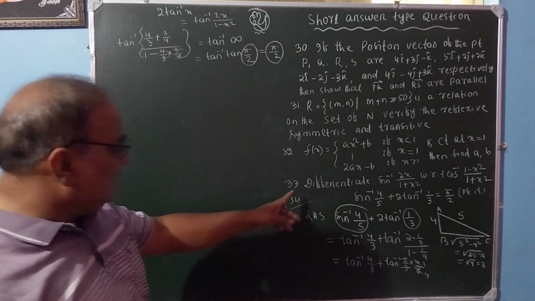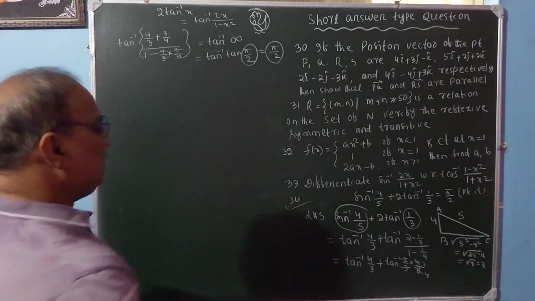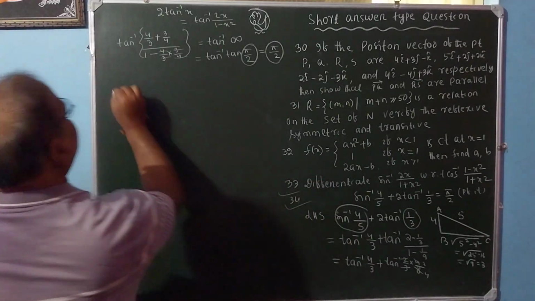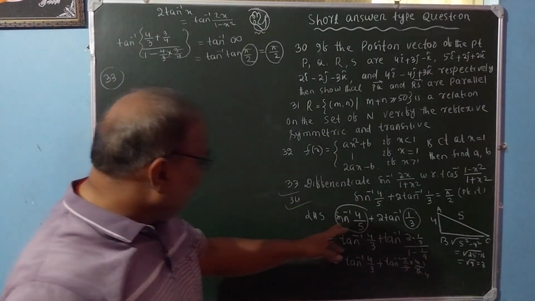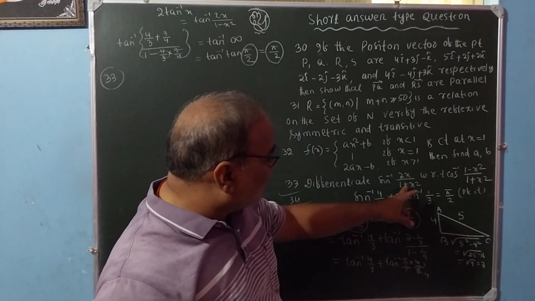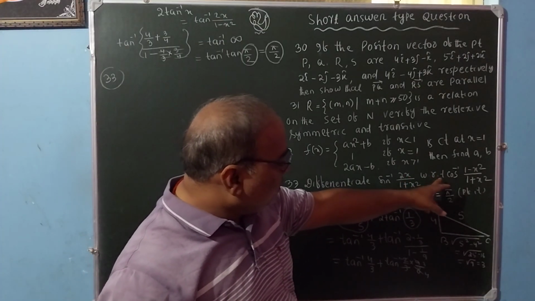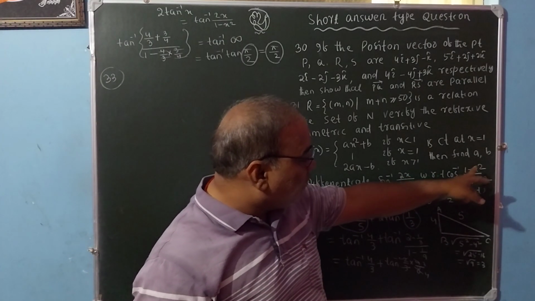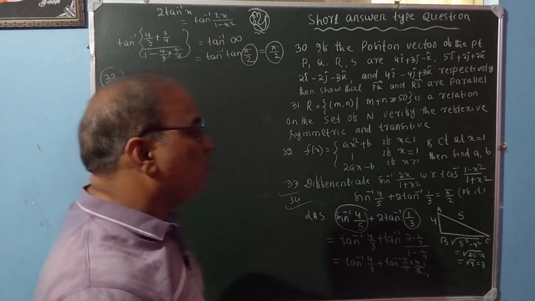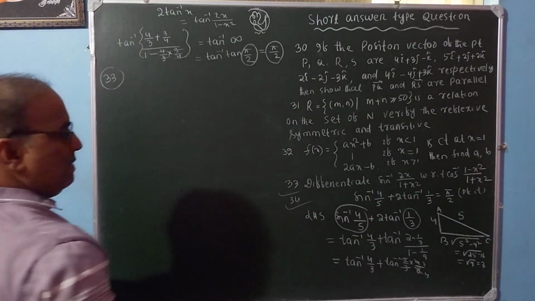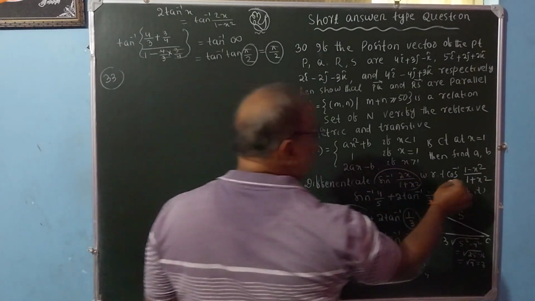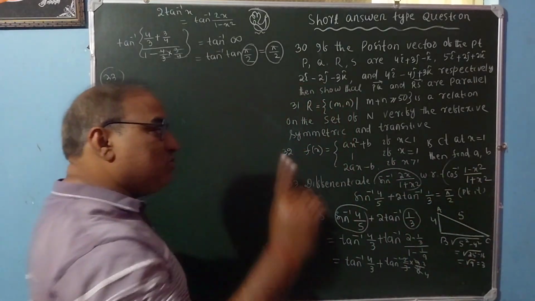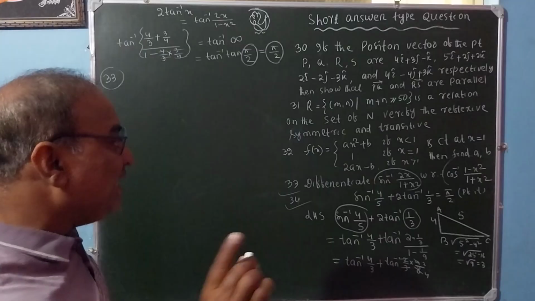Then we discuss question number 33. Write down 33. Differentiate sin inverse 2x by 1 plus x square with respect to cos inverse 1 minus x square by 1 plus x square. First of all, we take this as y and this as z. Our aim is to find dy by dz.